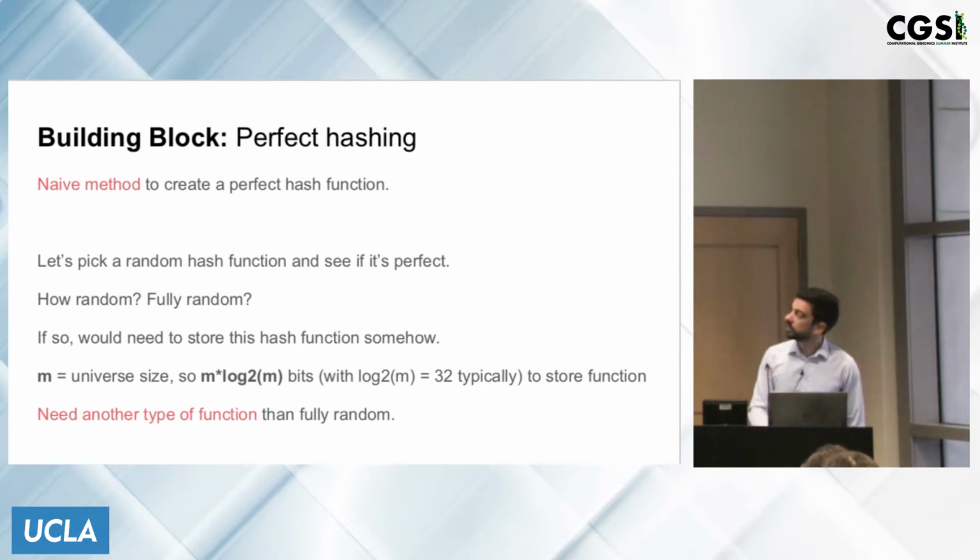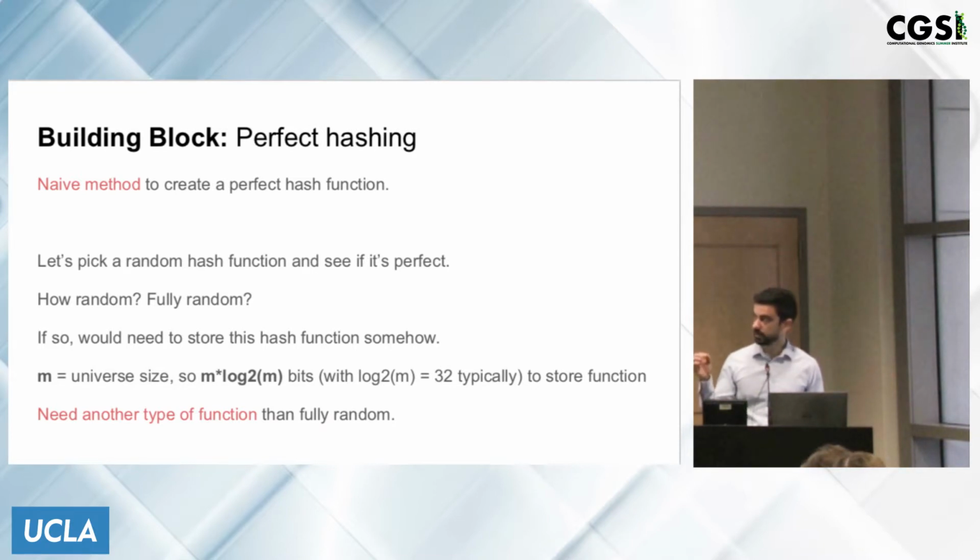I'll just quickly mention a naive way to create a perfect hash function. If you pick a random hash function, or any function that's given by your programming language, you can always test if it's perfect on your set of elements. But the question you might ask is, what is a random hash function? What does it mean to randomly hash something?